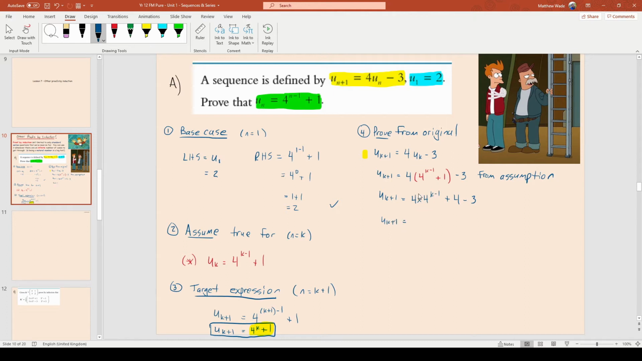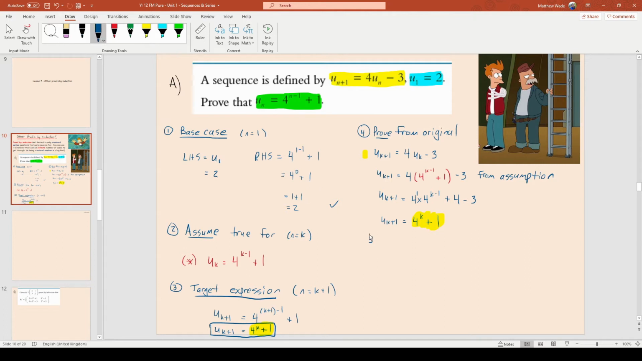What is this 4 to the power of? That's right, 1! And because they've got the same base, you can add them together. So it's 1 plus k minus 1, which means it's just 4 to the k. Oh my gosh. Which then you've got plus 4 and minus 3, which equals plus 1. Well, oh my gosh, buddies. Does that look familiar? Yes, it does. It's the target expression. Oh my gosh, we've just proved it.